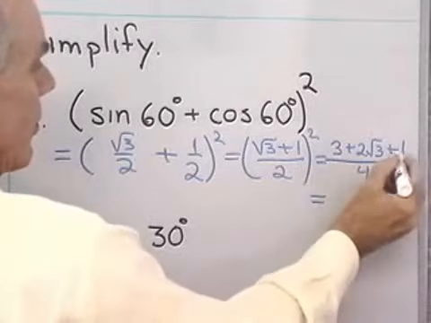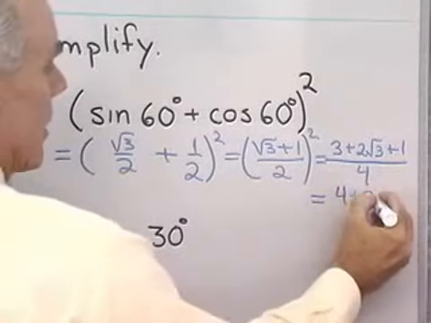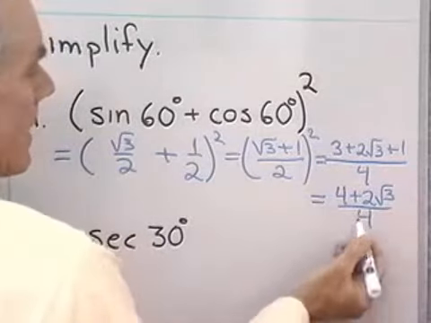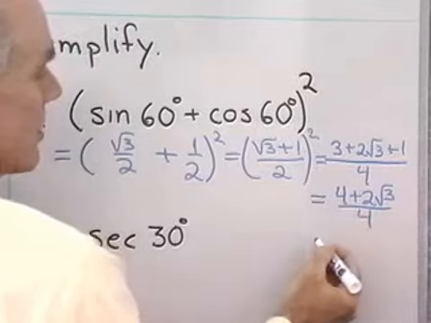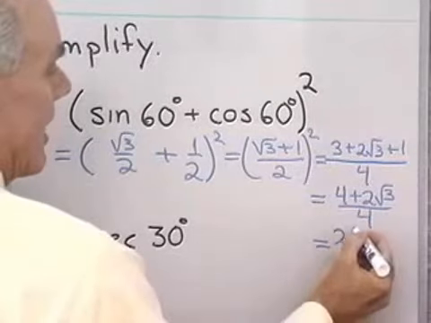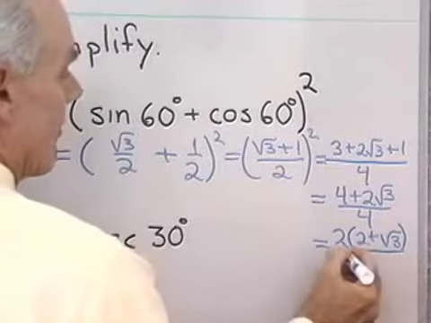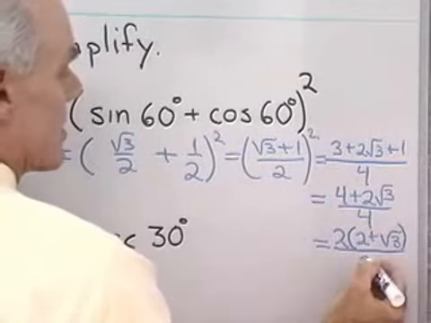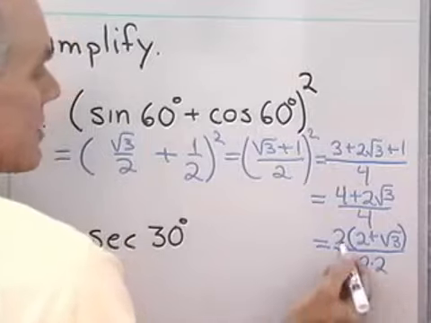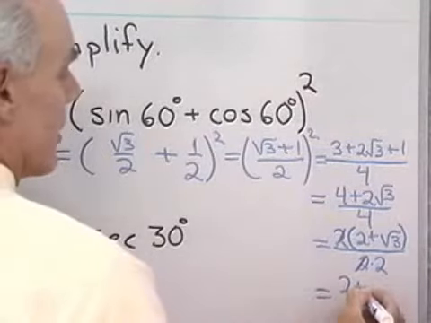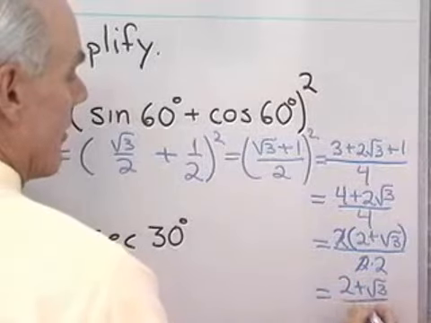I'll simplify a little more. 3 and 1 is 4, plus 2 square root 3, all divided by 4. I notice that there's a 2 common to the two terms in the numerator. I'll factor that out. I'll have left 2 plus square root 3. When I factor that from the numerator, 4 is the same as 2 times 2. So I have a factor common to the numerator and denominator. Now finally, 2 plus square root 3, all divided by 2.